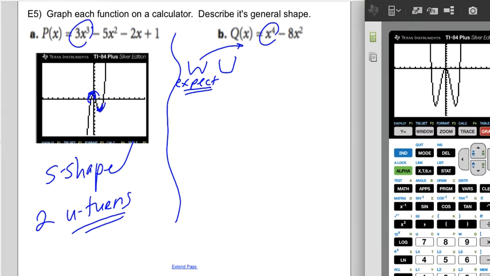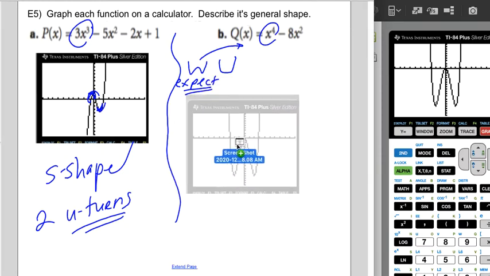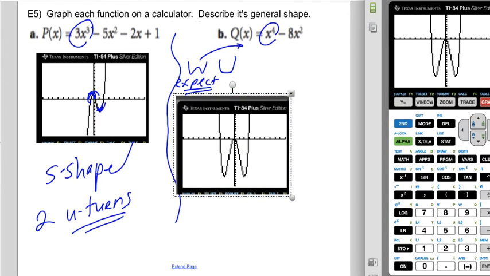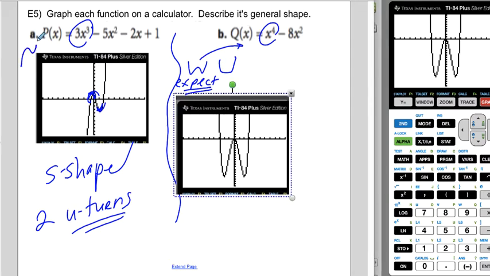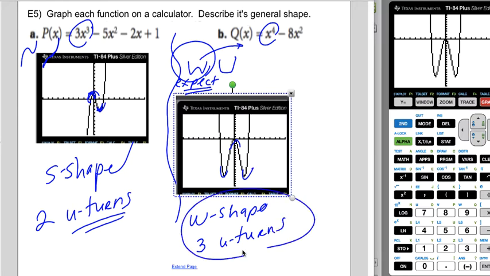So this is a W shape. I didn't know if it would be a W or one of those U's without actually graphing it. Same thing when I saw the x cubed, I was expecting either something like this or something that was just sort of the straight shot up. So, cool, it's a W shape, and it has 1, 2, 3 U-turns. All right, and that's all we're looking for when we talk about describing the general shape of the graph.